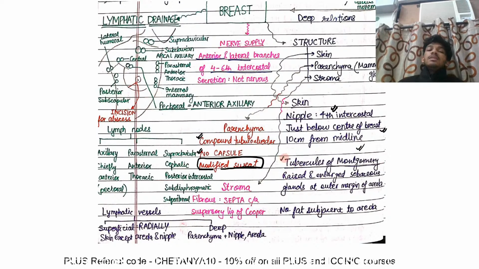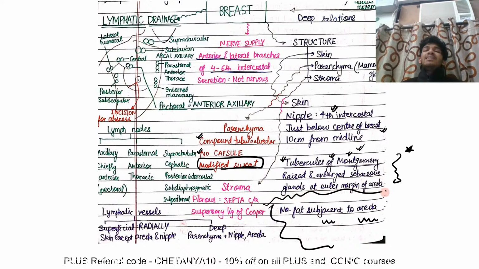Then there are some things known as tubercles of Montgomery. These are basically raised and enlarged sebaceous glands at the outer margin of the areola. They are more prominent in pregnant females. Besides that, there is no fat below the areola. That's one point that you can remember: there is no fat present subjacent to the areola.